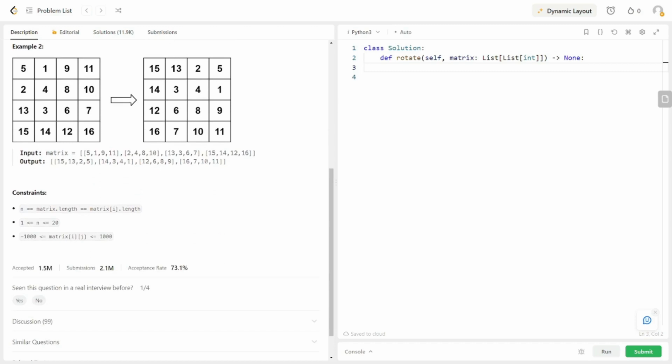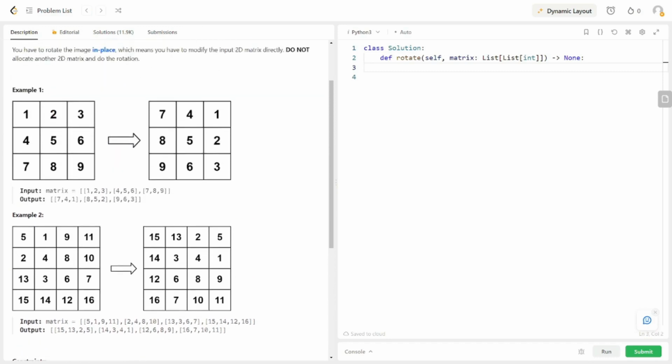So n is equal to the matrix length, which is m of i dot length, so the rows and columns are these sizes, and n will be between the dimensions 1 to 20, and the values of the cells will be between negative 1000 and 1000. So let's look at the examples.